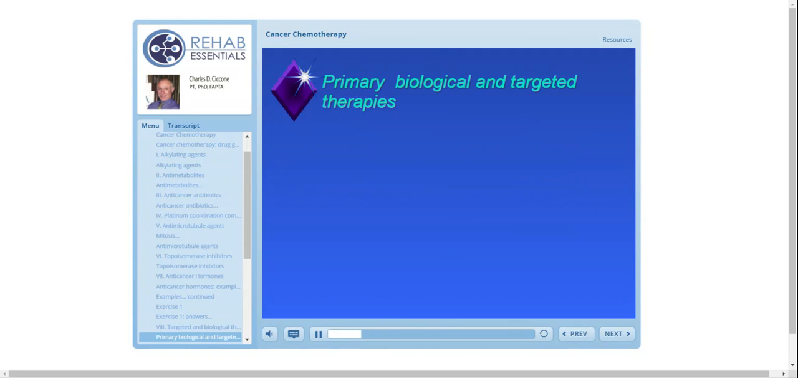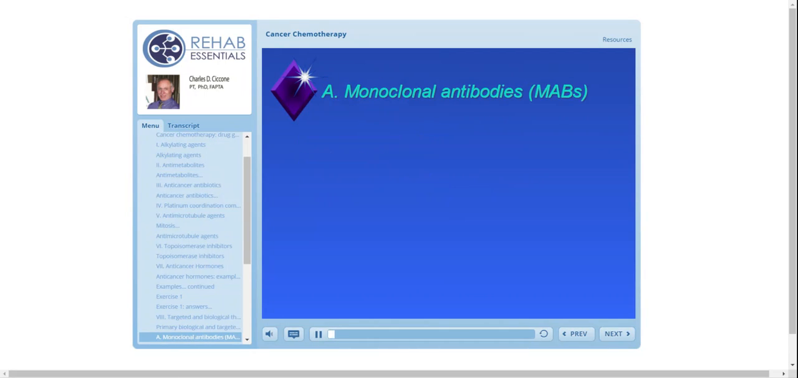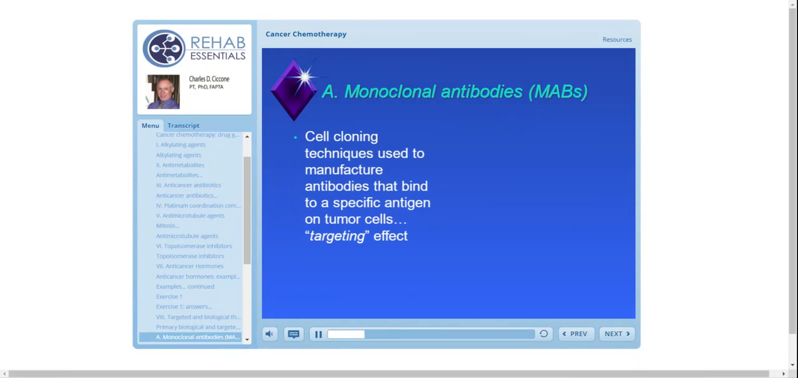So our primary biological targeted therapies, we currently have three major strategies. We'll start with the monoclonal antibodies, then talk about cytokines, and then finally the tyrosine kinase inhibitors. So let's see these in this order. So the monoclonal antibodies have been a huge breakthrough in trying to achieve this targeted effect.